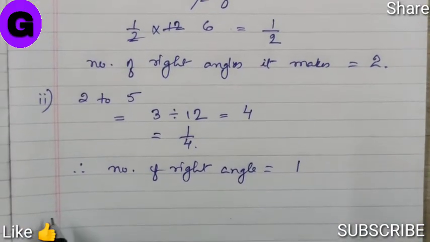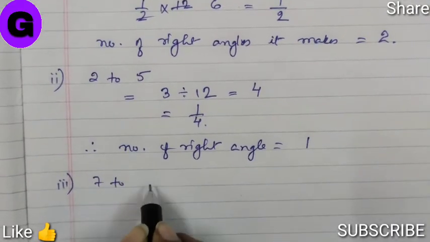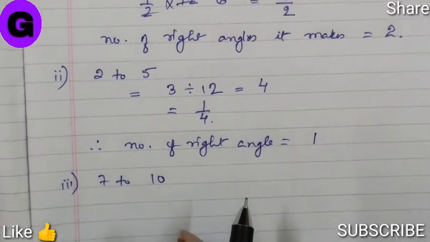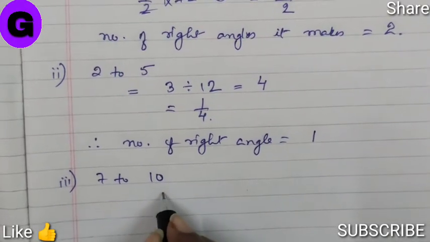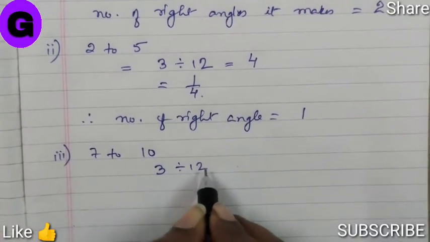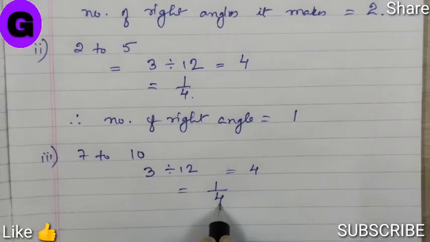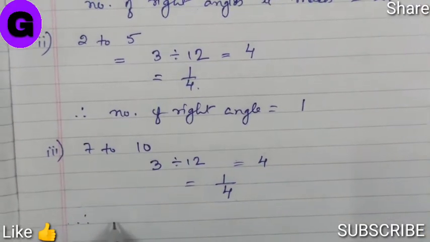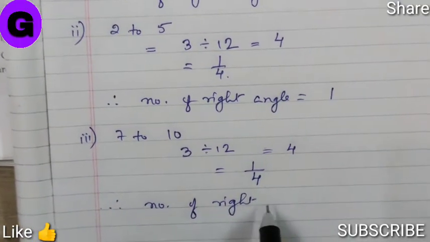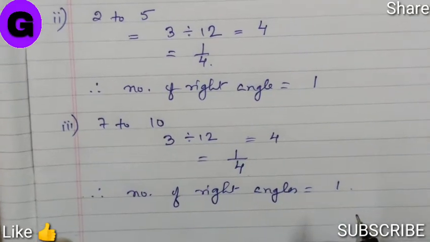Next, number 3, 7 to 10. Again, the number of places it travels is 8, 9, 10. Again 3. And 3 divided by 12 gives us 4. The fraction is 1/4. Therefore, the number of right angles is 1.